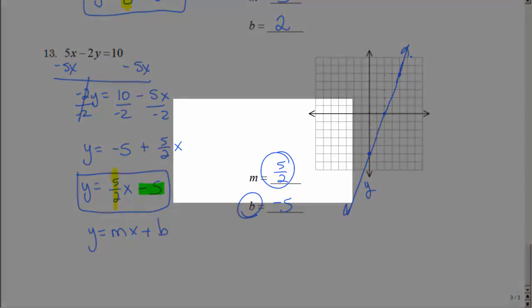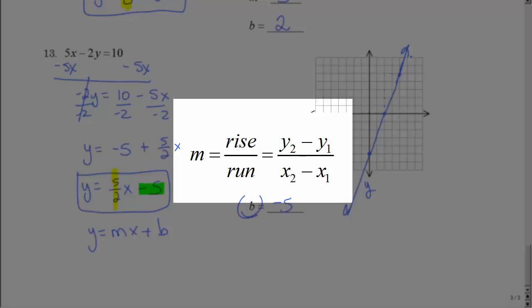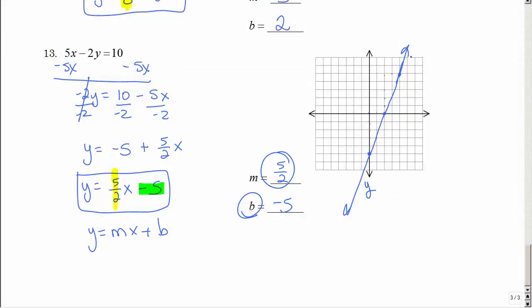So in this lesson we learned a lot. How to find the slope given 2 points, how to find the slope from a line, how to graph, and how to get y by itself and find m and b and graph, putting it all together.